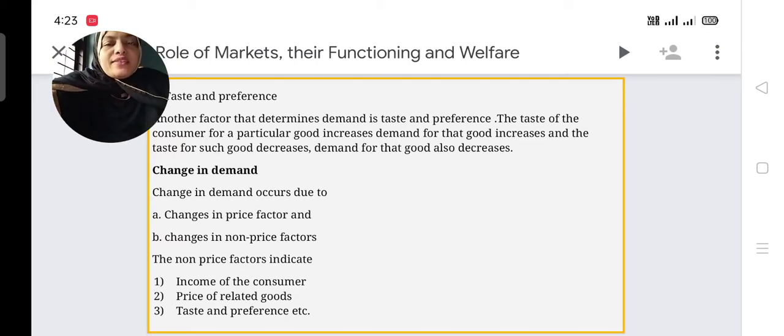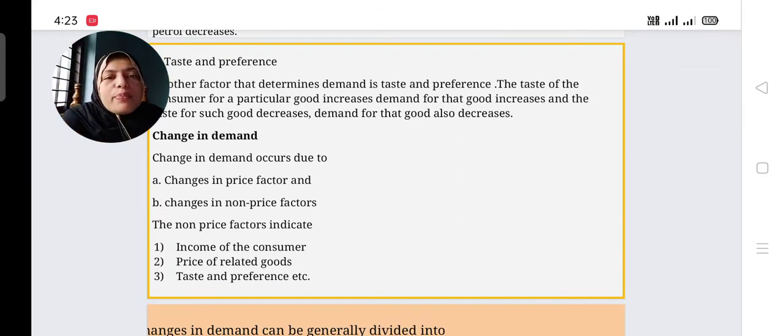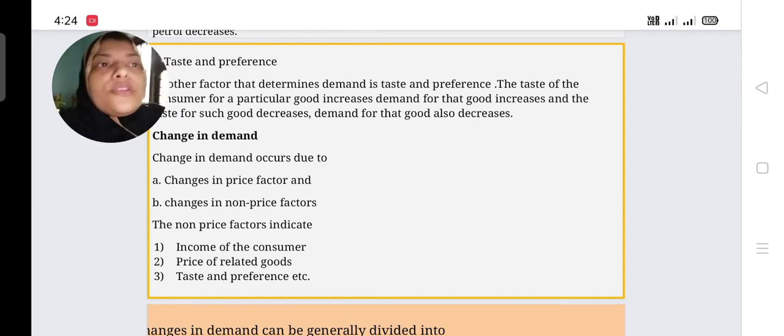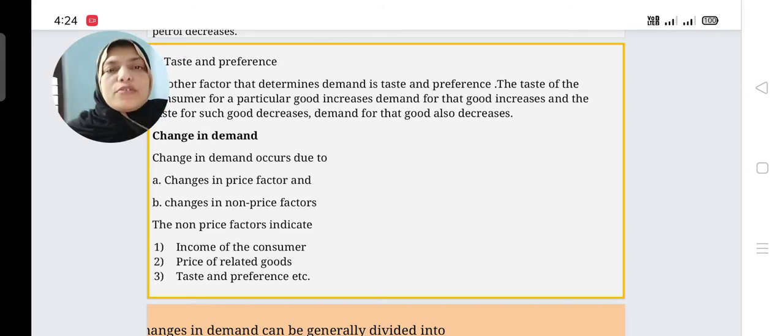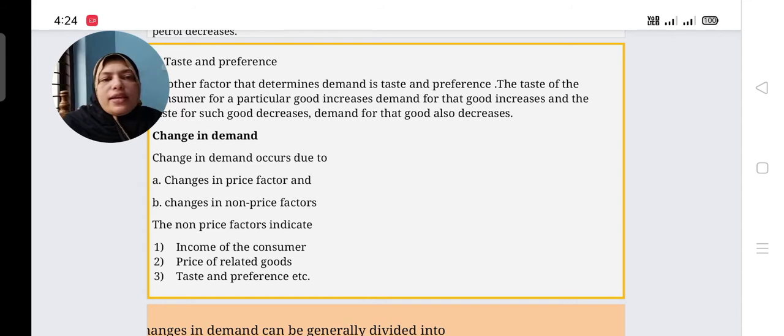Good morning. Today I am taking the topic change in demand. Already we studied what is demand, law of demand, demand curve, and factors affecting the demand. So today we have to discuss about change in demand.